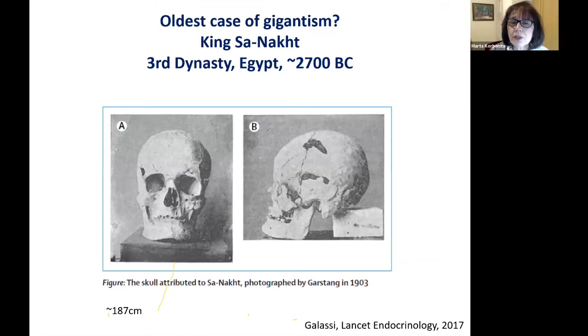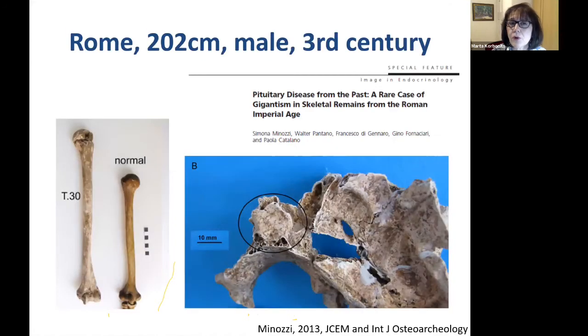So the oldest known case of gigantism is from Egypt, about 2700 BC. And here you see the skull, which they think belonged to a person who was 187 centimeters, which obviously is very tall at the time. Here is another patient from Rome who was more than 2 meters, and you see one of the bones from the leg showing the difference between a normal sized bone from the same time.